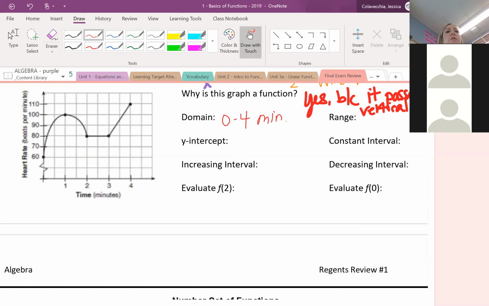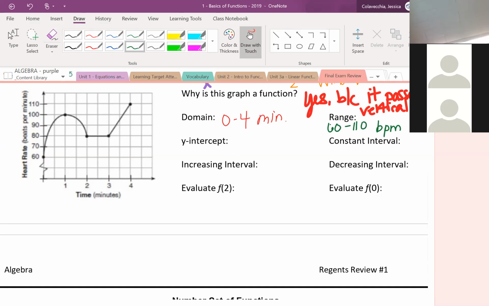Okay. All right, the range. Range is which values? Y's, up and down. What's the lowest the graph goes? 60. 60 through what? 110. Good. So just because it gets up to 100 and then dips, you're looking at the whole picture. Okay, lowest to highest. So 60 to 110, what? Beats per minute. You're just reading the scale, the Y side.